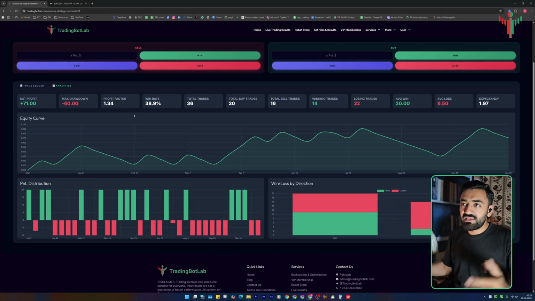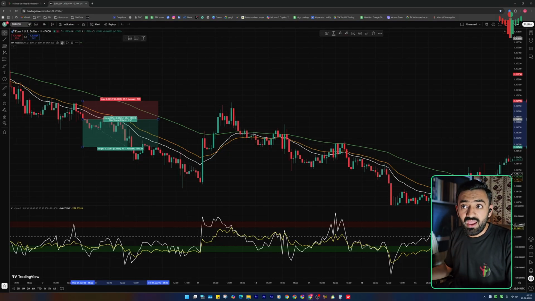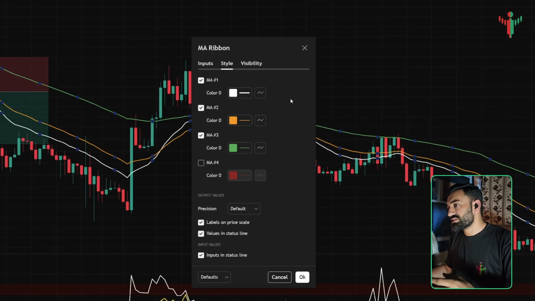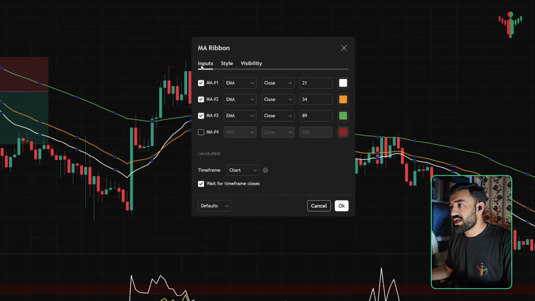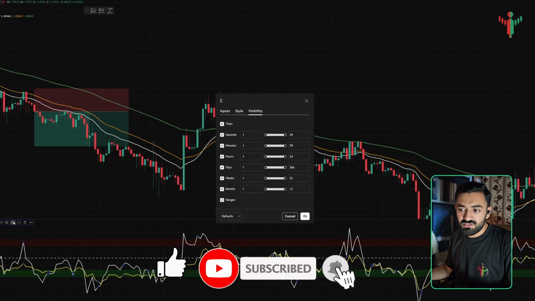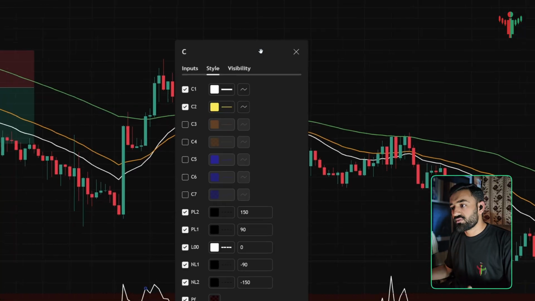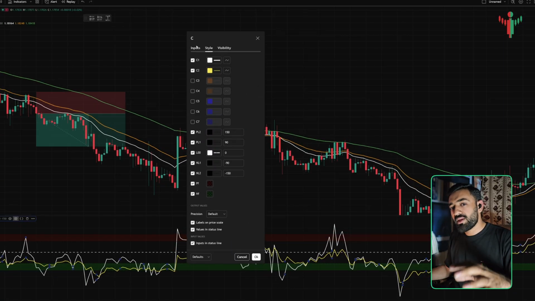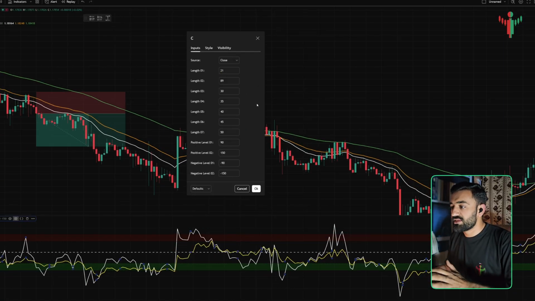And now finally, let me show you exactly what settings I am using. Here on the MA ribbon, you need to adjust your settings the same as this here in the inputs, the style and the visibility. And here in the CCI, let me open the settings. Here is the style, and you can match your settings exactly with these settings.